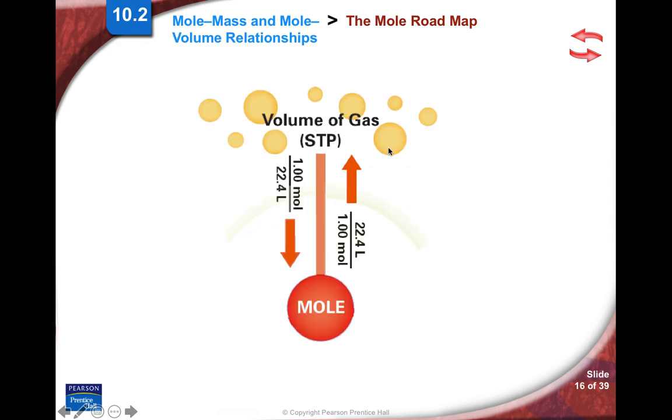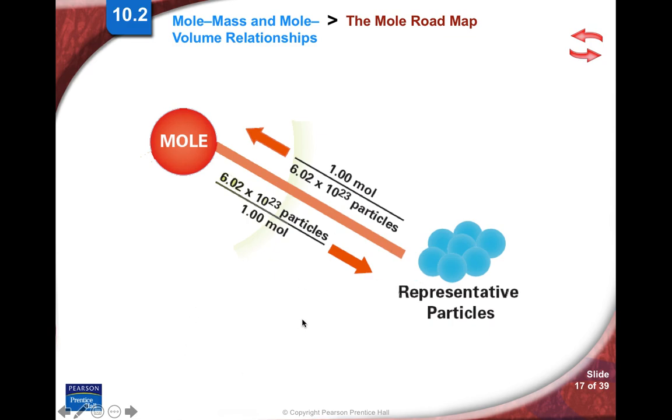Same kind of thing if you're dealing with volumes. These are the kind of conversions we do all the time. If you want to go from a volume to moles, you divide by 22.4. If you want to go from moles to volume, you multiply by 22.4. And then finally, particles, which is what we did in section 1. If you have a number of particles and you want to get to moles of those particles, you're going to divide by 6.02 times 10 to the 23rd. If you want to go from moles to particles, then you multiply by 6.02 times 10 to the 23rd.